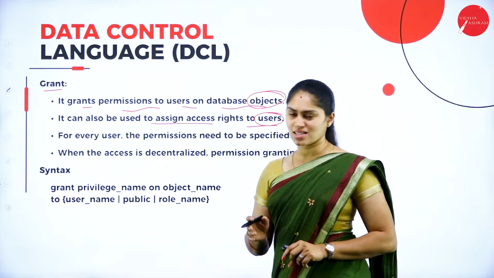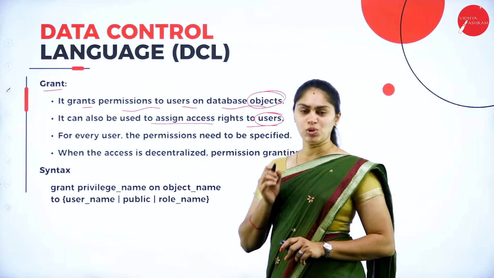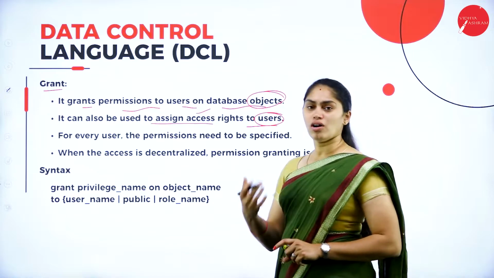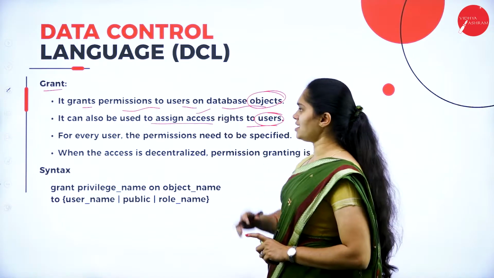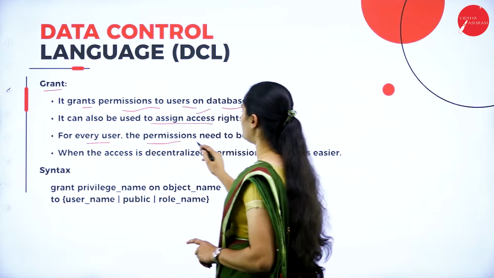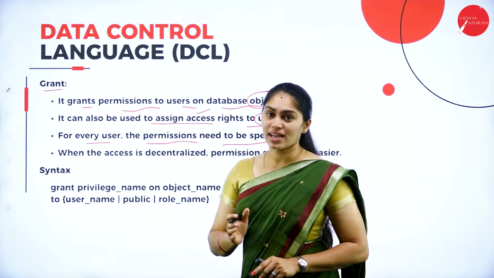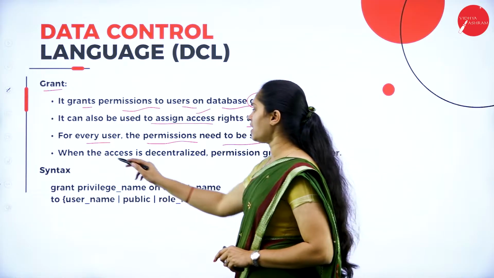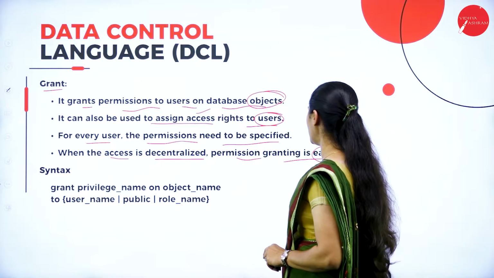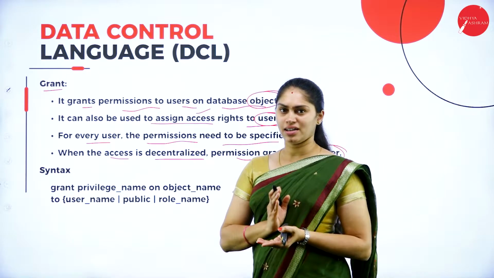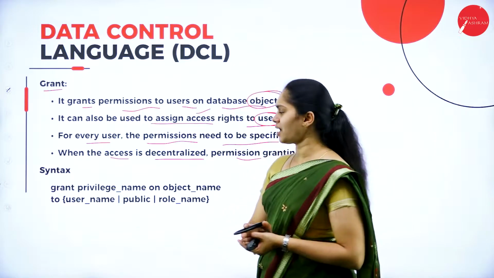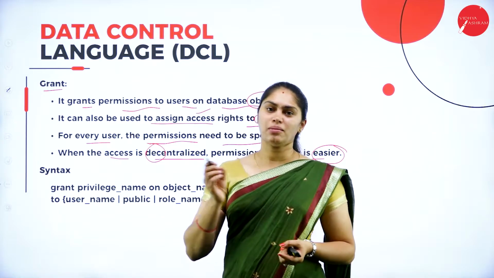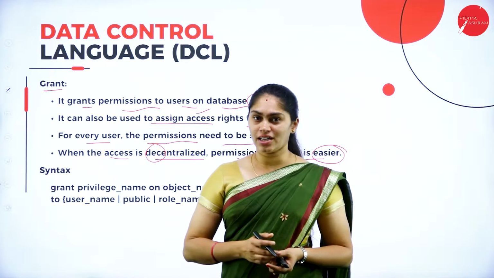Who all can access? Can it be accessed only by the user? Can it be accessed by the group or by others? That assignment of access rights is also given by the grant command, and for every user the permission needs to be specified: what they can access and how they can access. All this content will be given, and when the access is decentralized, permission granting is easier. If it depends on a particular database administrator, then it may take some time. If it is decentralized and does not depend on anybody to grant a permission, accessing of content is easy.